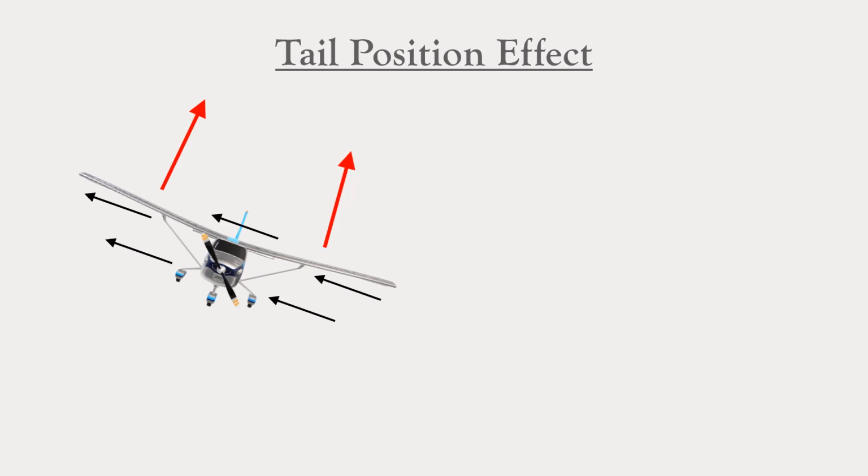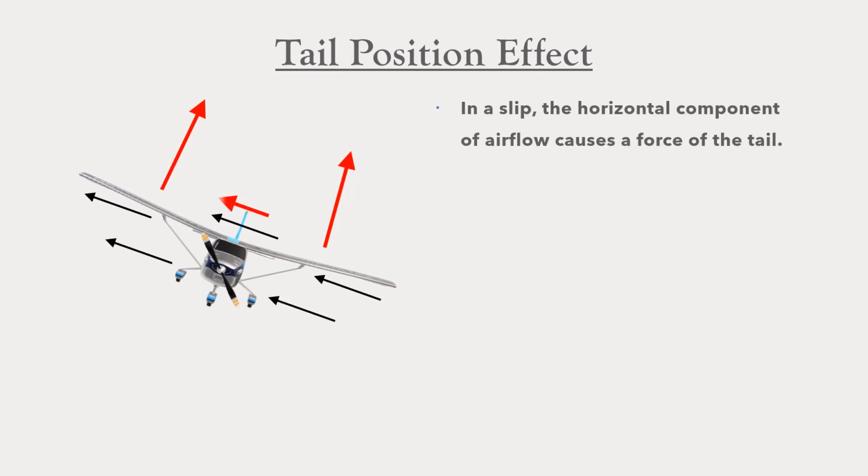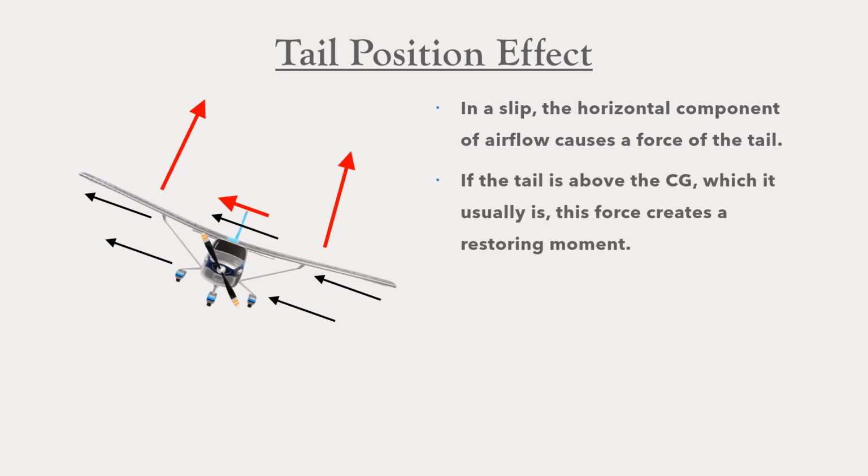So in this slip, the horizontal component of airflow will hit the tail. In the vast majority of airplanes, the tail sticks up above the center of gravity. So in that situation, that sideways force on the tail, which is the same one that was giving us our yaw stability, will also be tending to roll the airplane back towards wing level.